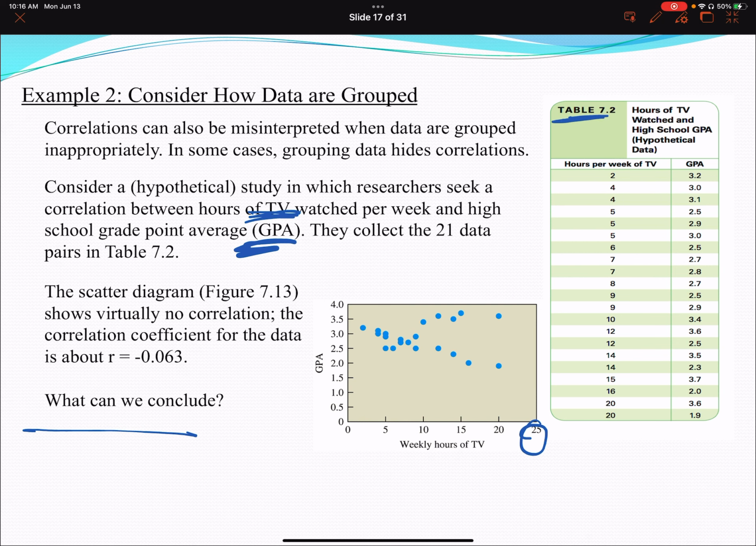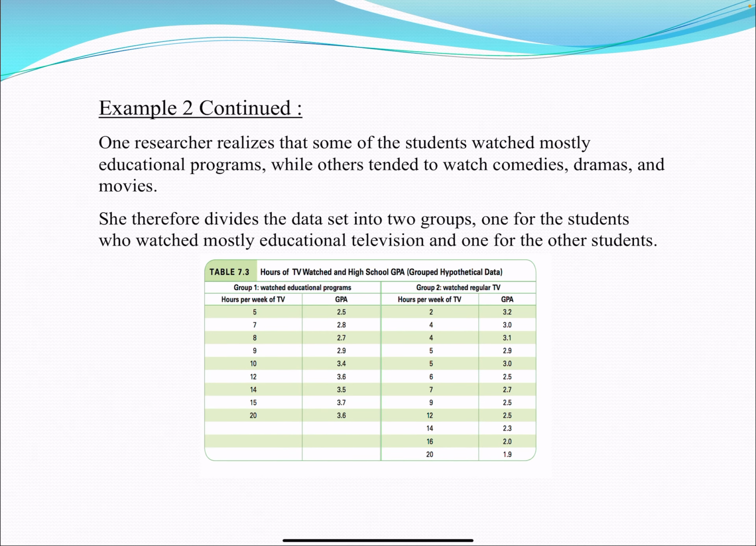Well, there's a problem. It depends on what these students were watching. One imaginary researcher realized that some of the students watched mostly educational programs, like Bill Nye, National Geographic type stuff. That was me. While others tend to watch comedies, dramas, and movies. That's my sister, she's a musical theater major. But this really affected GPA. So we're going to divide the data up into two groups. One for students who watch mostly educational programs, group one, and one for others who watch regular TV, like Survivor. Is that still a show?